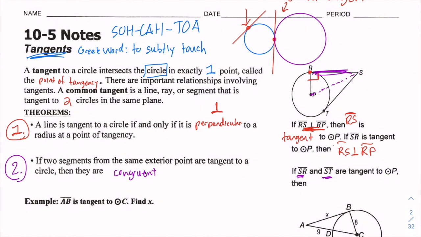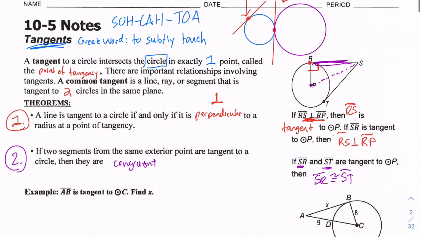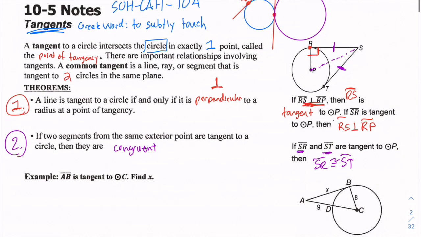So if they're tangent to circle P, then that means SR is congruent to ST. Okay. Oh shoot, sorry. So basically this is saying SR right here is congruent to ST. Okay. If they are tangent to the same circle. Okay. And keep in mind, exterior point, the word exterior means like exit, right? Outside. So this is the outside point again. Okay, so any point you put on the outside.